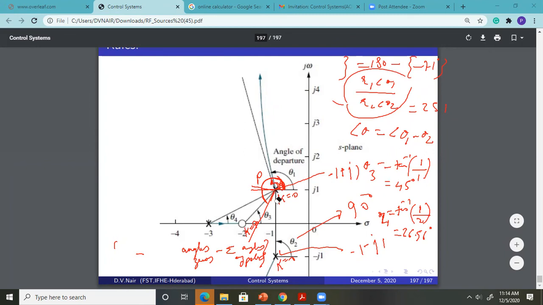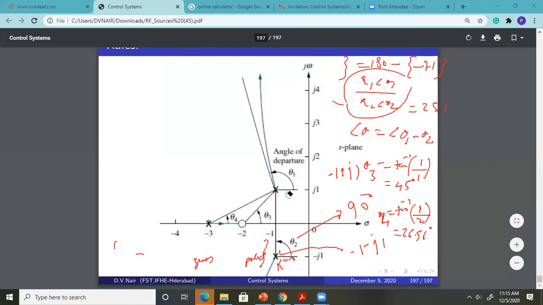Understand, friends? Minus 251 means you are going in the clockwise direction, opposite to what angle you measure. Positive direction of angle you measure with the positive real axis, so that will be anti-clockwise. Here minus 251 means this much, so the summation will be equal to this. But we have to generalize the formula that I have to tell you for that.